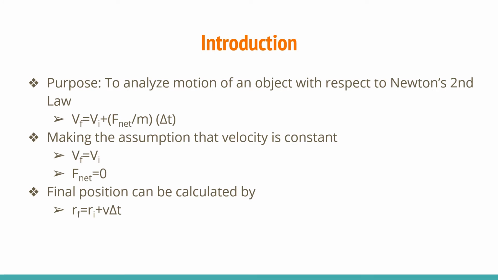The purpose of this lab is to analyze the motion of an object with respect to Newton's second law, which states that velocity final is equal to velocity initial plus net force divided by mass multiplied by the change in time. The object in this experiment is meant to have a zero net force, which means that it should move with a constant velocity. With a constant velocity, the final position can be calculated by the initial position plus velocity times the change in time.